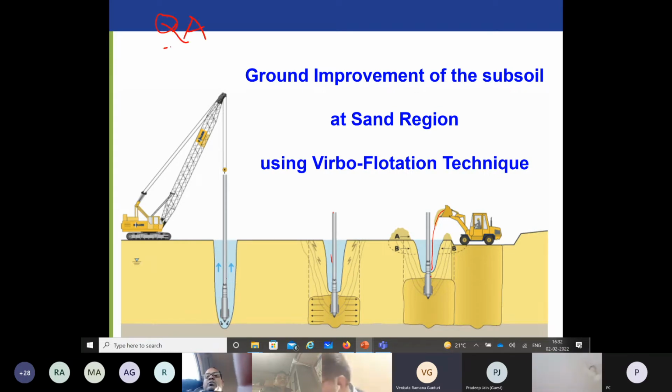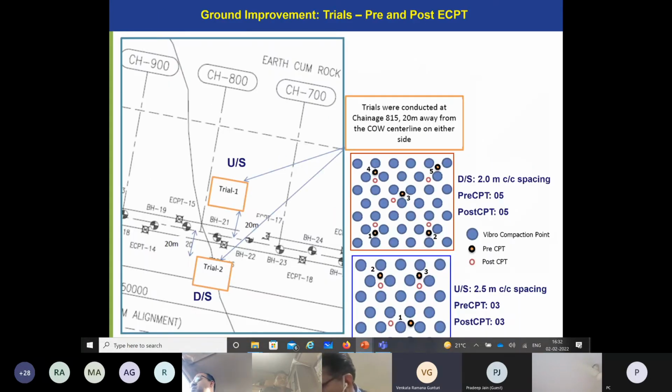So for the quality assurance and to have confidence, we carried out trials. Two trials were conducted, and the ECPT, that is the electric cone penetration test, was conducted pre-compaction, that means in the existing ground, and after conducting the ground improvement, we conducted the post-ECPT.